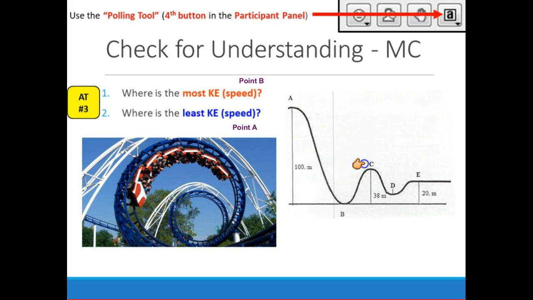These smaller hills, like letter C and letter E, you still have some motion. That's how you are able to keep on moving through those hills, right? You might slow down, but you don't actually stop at these points.